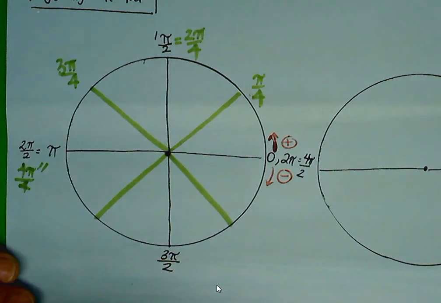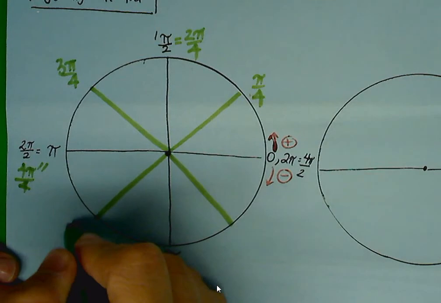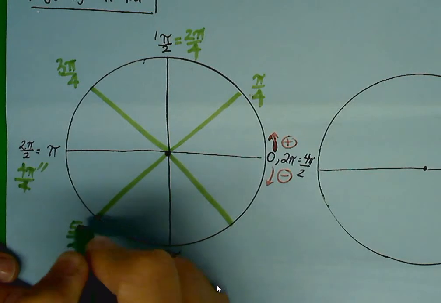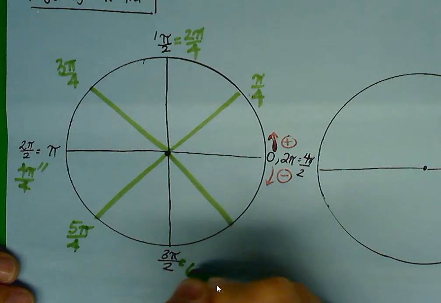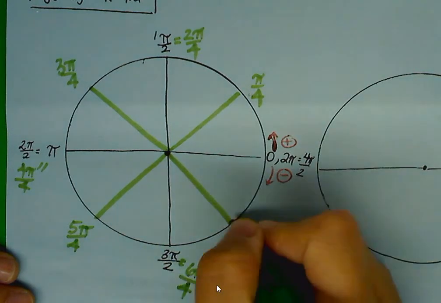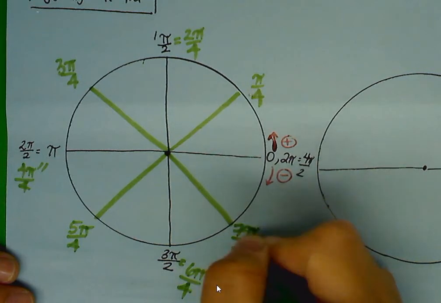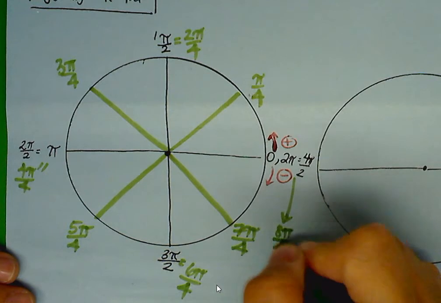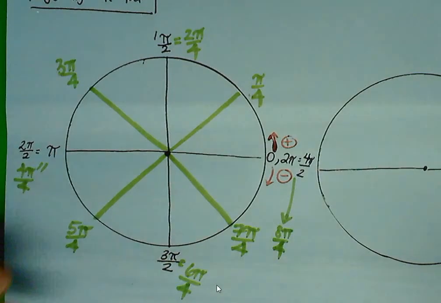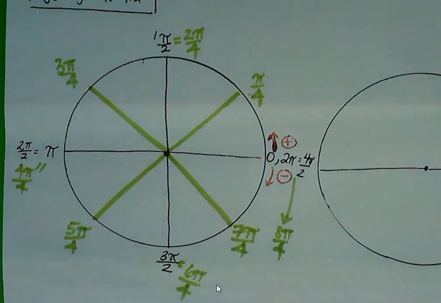So how many pi over 4 is here? 5 pi over 4. And this is really 6 pi over 4. And so this is 7 pi over 4. And 2 pi is also known as 8 pi over 4. But if you have 8 quarter pies, you have 2 pies. Get me?